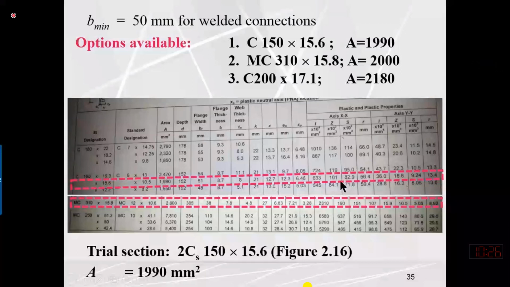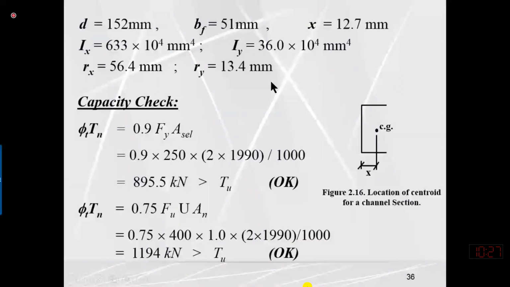Radius of gyration about x-axis is 56.4. Radius of gyration about y-axis is very small, almost 3 or 4 times less than Rx. That's why we are making a built-up section, so that we make Ry the same as Rx. We might need the moment of inertia about y-axis, which is 36 x 10^4. So here I have written all the required properties that I may require, Ix and Iy also. Now I need to check the capacity.